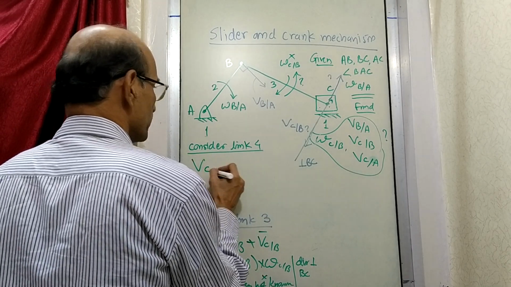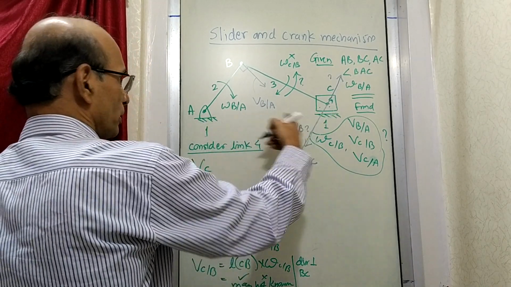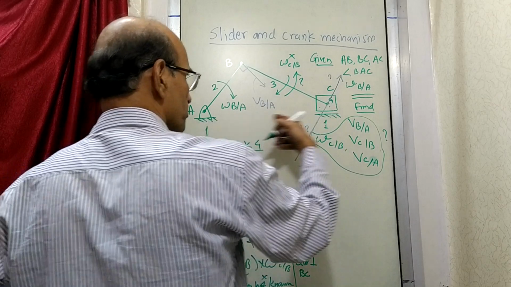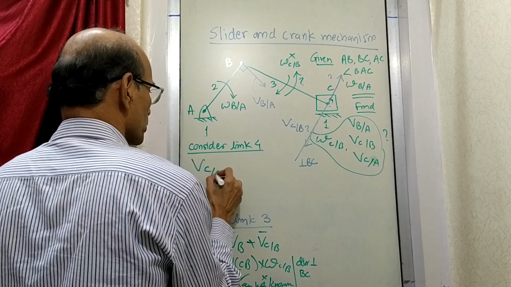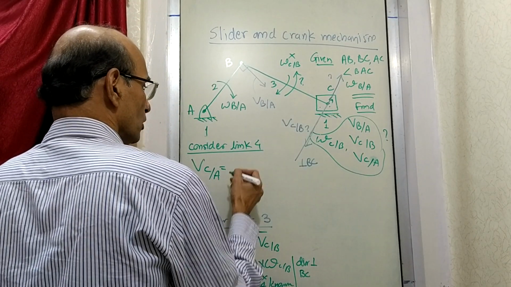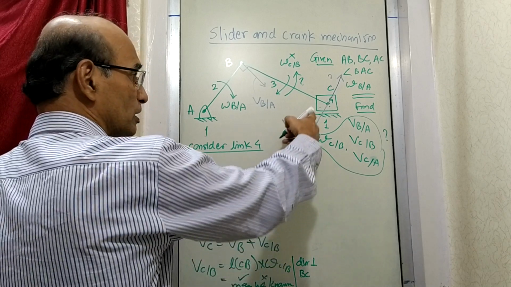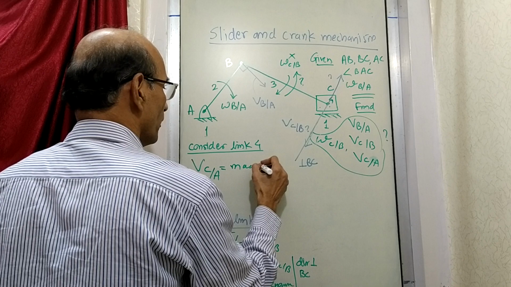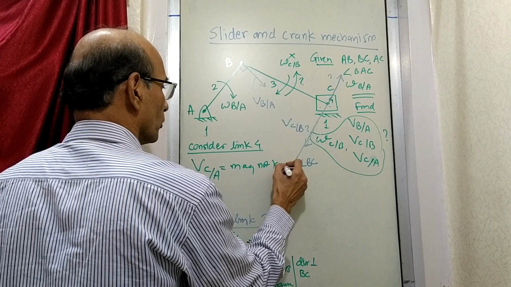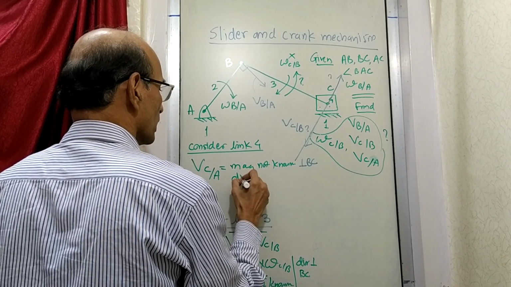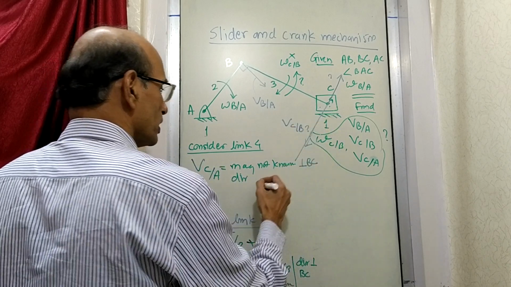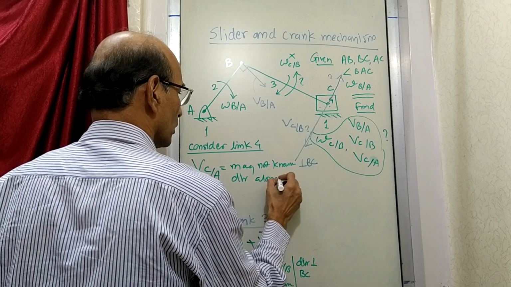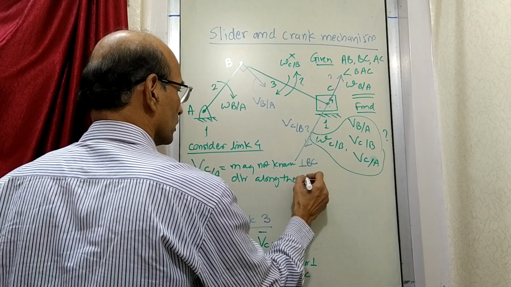Velocity of point C with respect to a fixed point. Now this point A, this whole thing is fixed. So velocity of C with respect to A, we'll not write length into omega now because it doesn't have angular velocity. So we'll say that magnitude is not known. But what is the direction of velocity of C? Along the path.